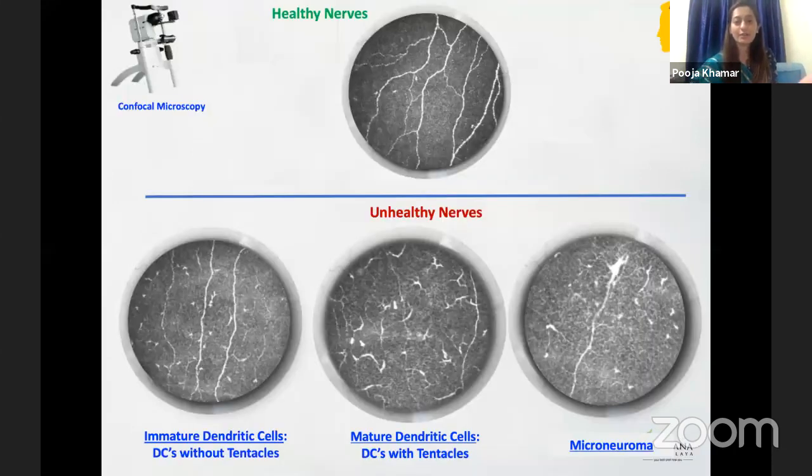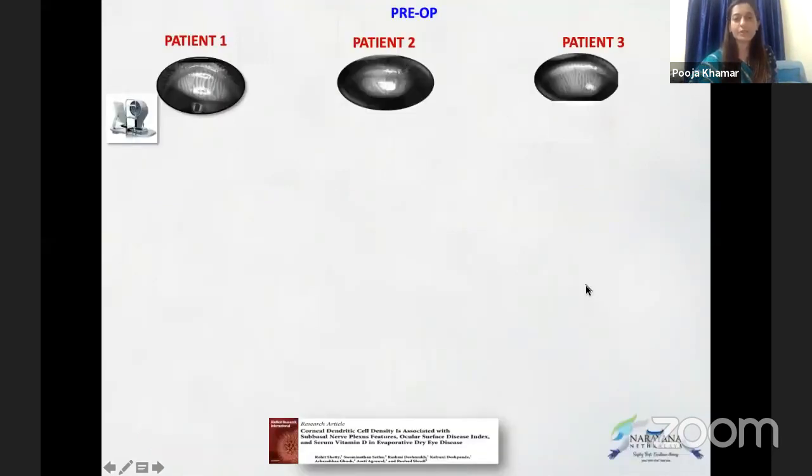These are how the healthy nerves look. It's done by confocal microscopy, and these are how the unhealthy nerves look. You can see some dendritic cells. Dendritic cells are nothing but inflammatory cells. And if you have a lot of inflammation in your eye, your results can be way off. These are the mature dendritic cells, and these are the microneuromas, which are also abnormal in the eye. So let's see three cases. These are three patients with normal looking meibography.